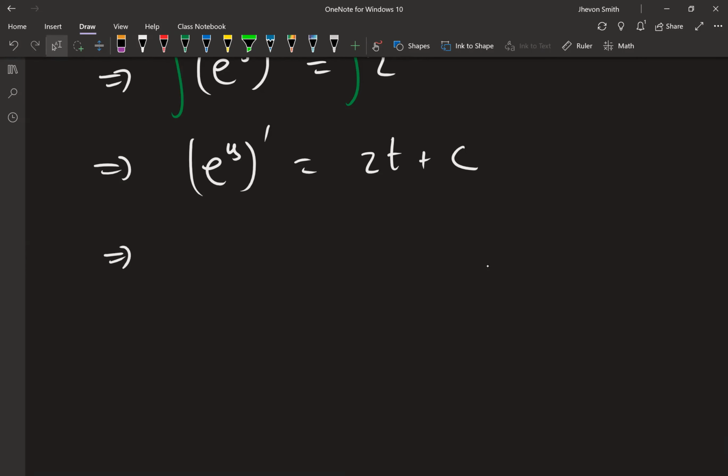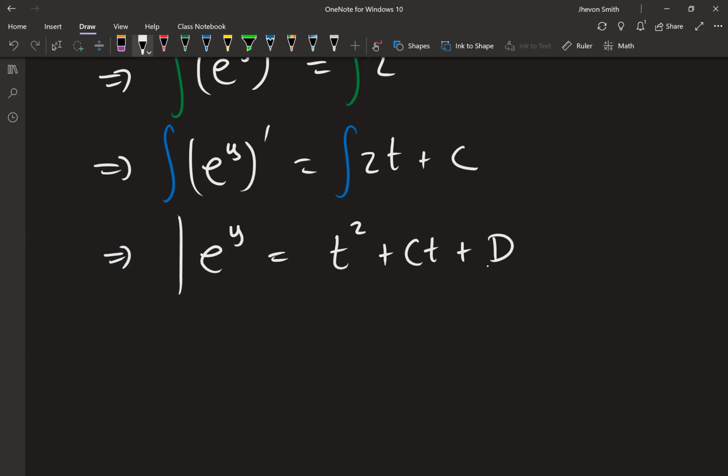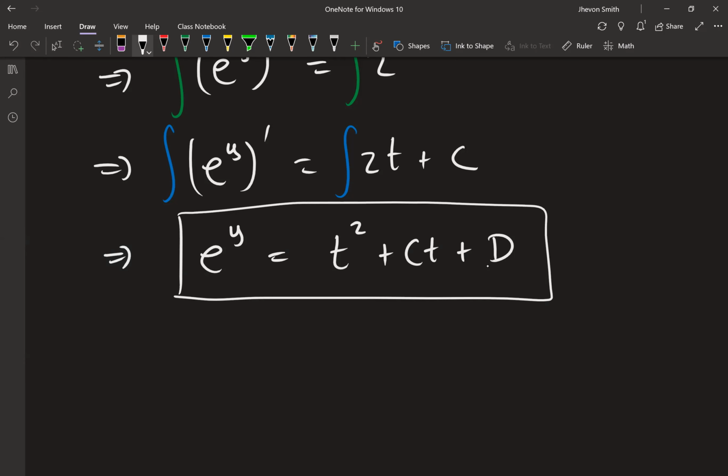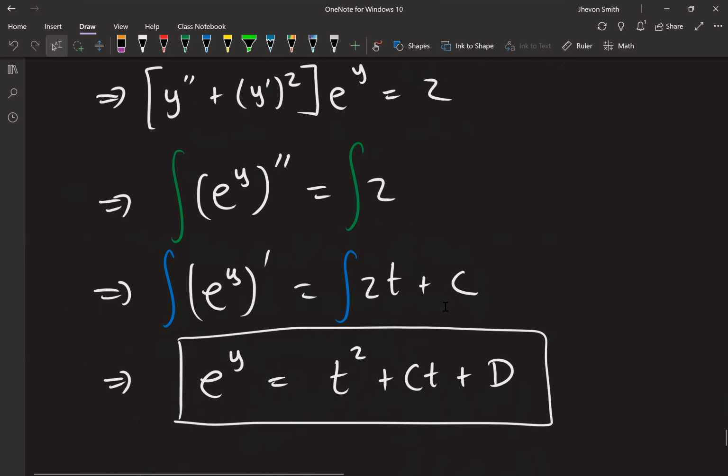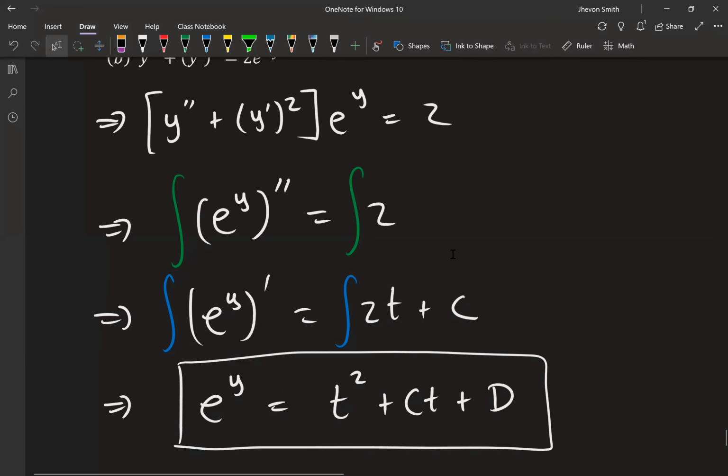And then you integrate again. And by the fundamental theorem of calculus, this gives you e to the y. This side you get t squared plus a constant times t plus some other constant. And that's your answer. That's just a quadratic, which the original equation, if you multiply this out, this is a quadratic. And so that's the solution.